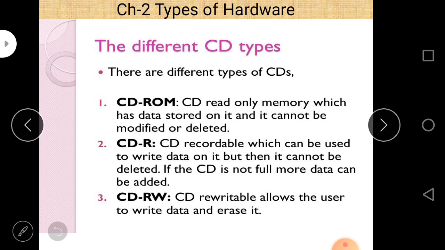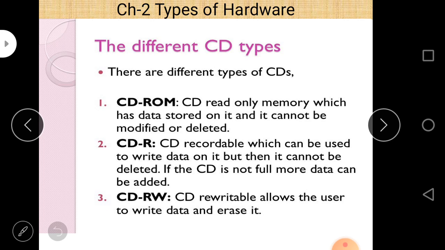The different CD types, definitions of different CD types are here. CD-ROM, CD read only memory, has data stored on it and it cannot be modified or deleted. So that is a basic definition of CD-ROM. Sometimes in an examination they ask what is the main purpose of CD-ROM. So you can write in an examination that CD read only memory is one whose stored data cannot be modified or deleted. So that is the basic concept regarding CD-ROM. And then CD recordable, also known as CDR.